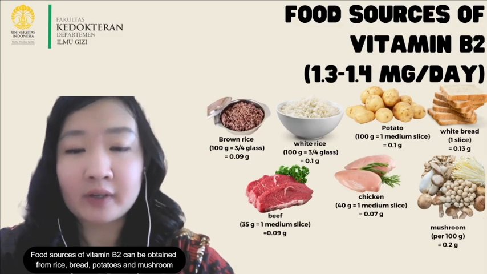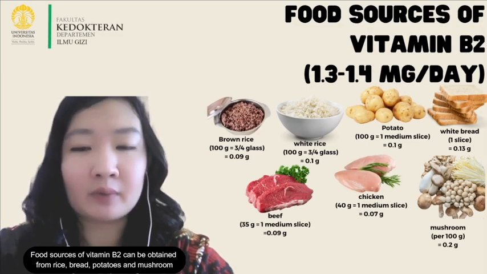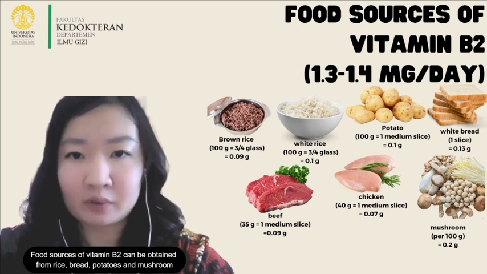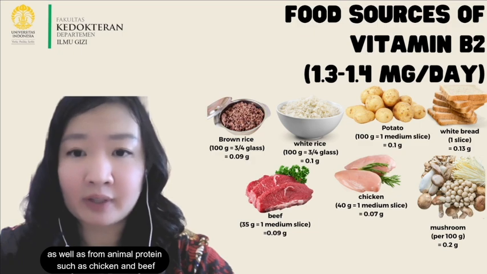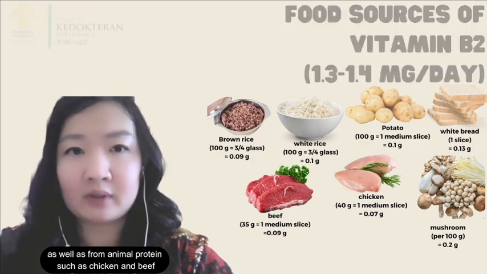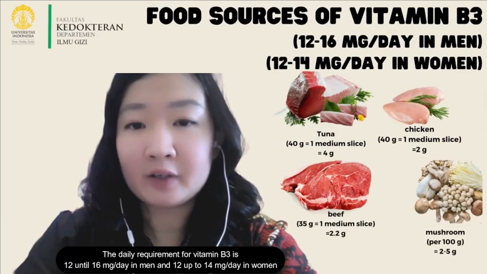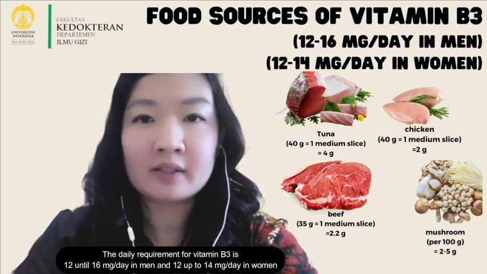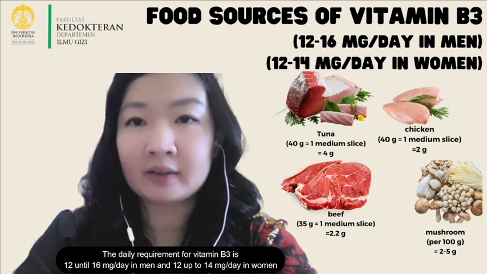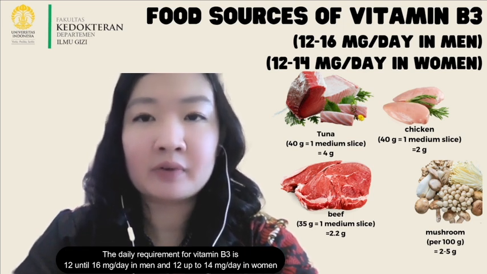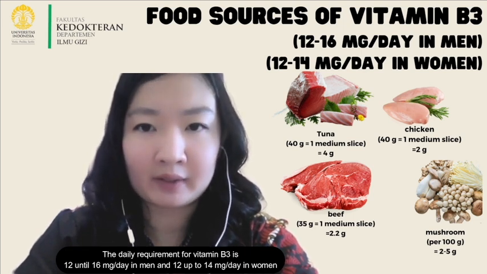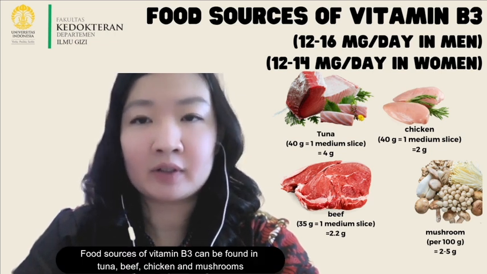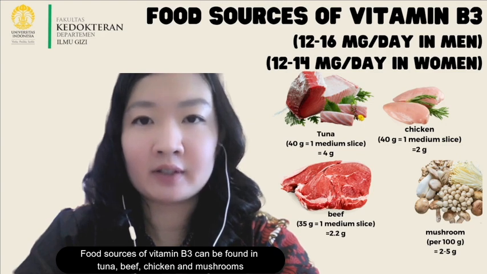Food sources of vitamin B2 can be obtained from rice, bread, potatoes, and mushroom, as well as from animal proteins such as chicken and beef. The daily requirement for vitamin B3 is 12 until 16 mg per day in men and 12 up to 14 mg per day in women. Food sources of vitamin B3 can be found in tuna, beef, chicken, and mushroom.